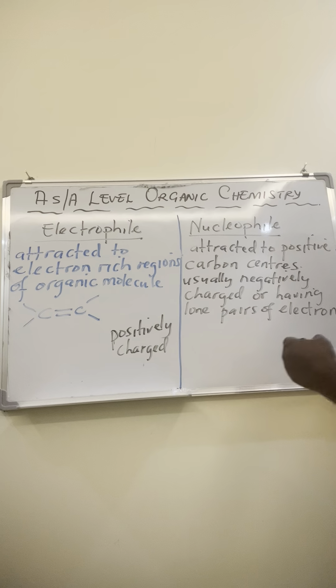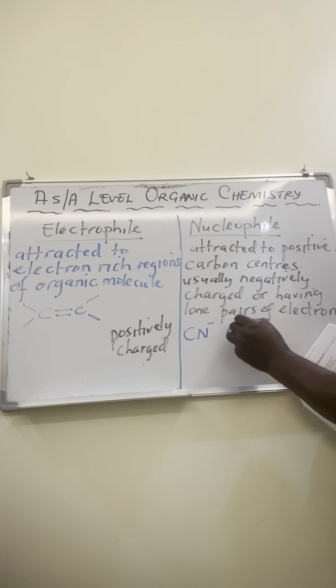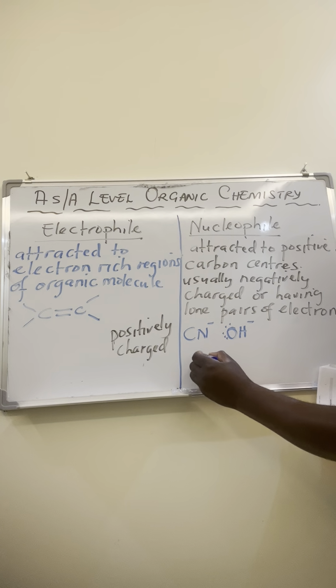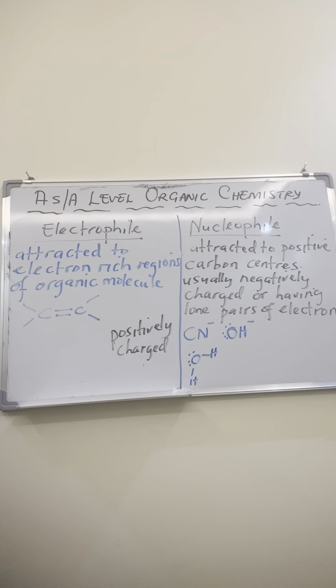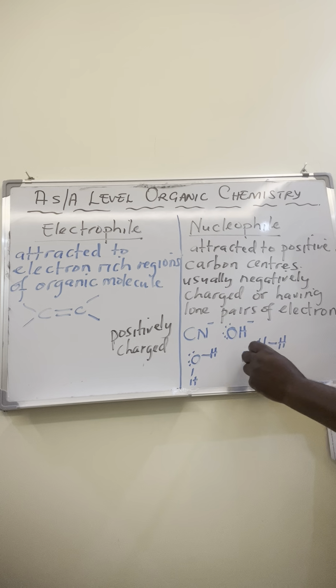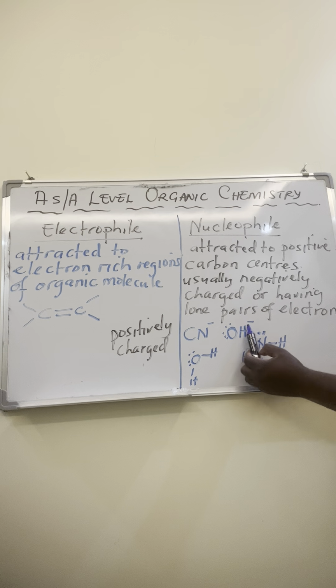So you can have species such as CN minus, your cyanide. It's negatively charged, so it can be a nucleophile. You can have your hydroxide, negatively charged, also having lone pairs of electrons, a very good nucleophile. You can even have molecules such as water. Water with its two lone pairs can behave as a very good nucleophile. I can also talk of ammonia. Ammonia, you still remember, has a lone pair of electrons.